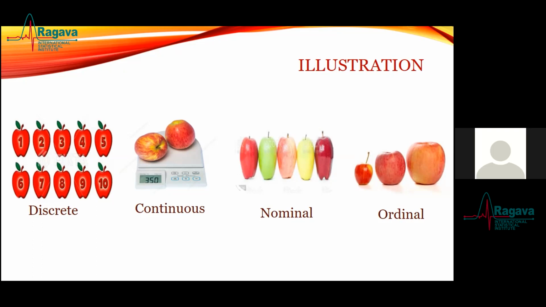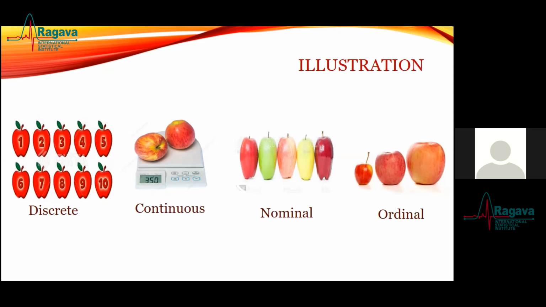But if you're going to a shop, you're going to get 1 kilogram of apple or 2 kilograms of apple. The apples are going to be weighed on a weighing scale. You can get any value. It can be 2 kilograms or 2.5 kilograms. So this becomes continuous data.